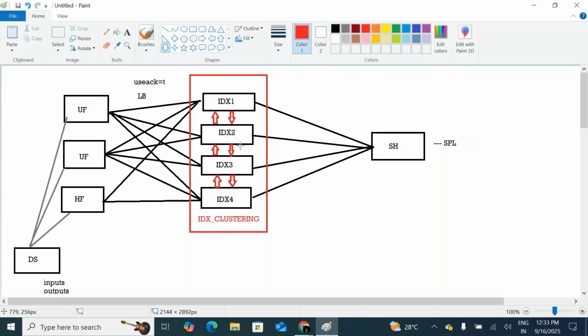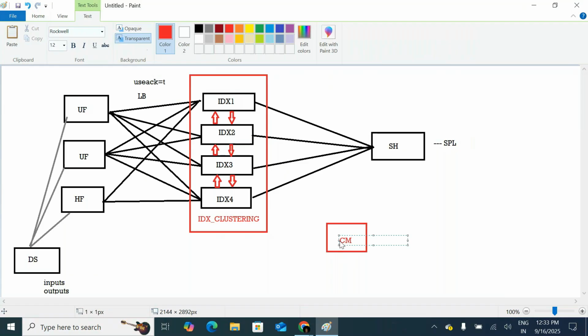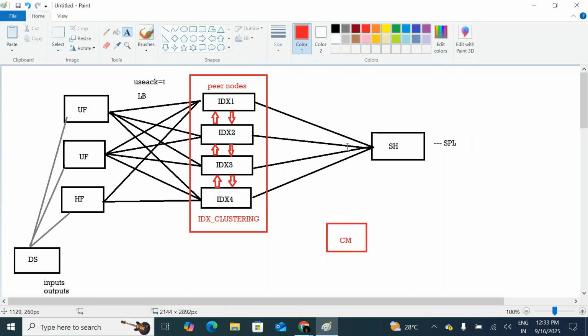But how it is maintained is none of our business. We just need to tell how many copies we need to maintain. Who will tell that? The CM, the cluster master, will tell that. Everything will happen with the peer nodes only.